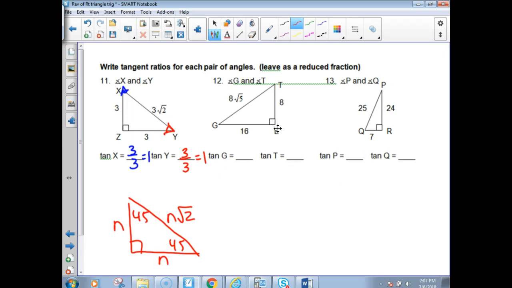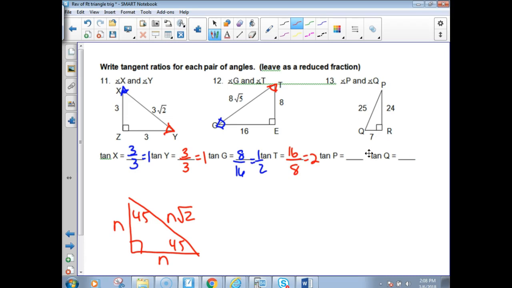Okay, so let's go over here. This one is no special one. We're just going to write the tangent of g, so we're looking from here. Opposite, 8 over adjacent, 16, which is 8/16, and then we should reduce that to 1/2. And the tangent of t, we're coming up from this angle now. The opposite leg would be 16, the adjacent leg would be the 8, and we get 2.